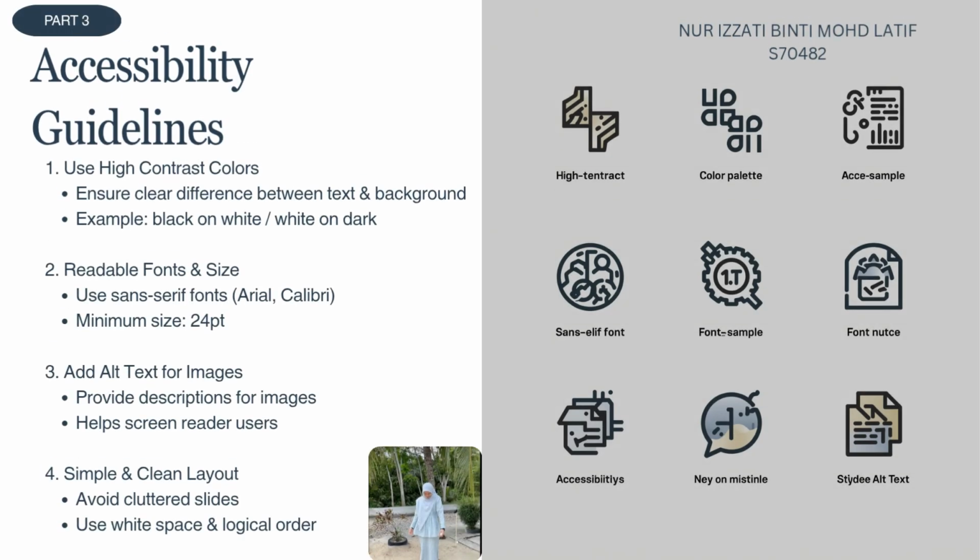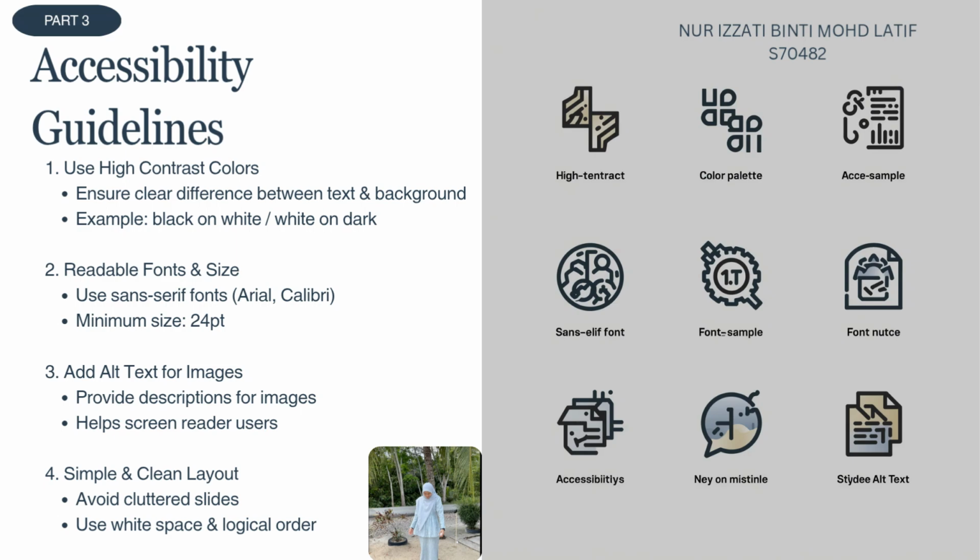Part 3, I will be discussing accessibility guidelines. Accessibility is important because it ensures that everyone in the audience, including those with visual or hearing impairment, can clearly understand our presentation. Firstly, we should use high contrast colors. This helps improve visibility and makes the text easy to read. Secondly, we need to use readable fonts and appropriate size, such as sans serif fonts like Arial or Calibri with a minimum size of 24 points.